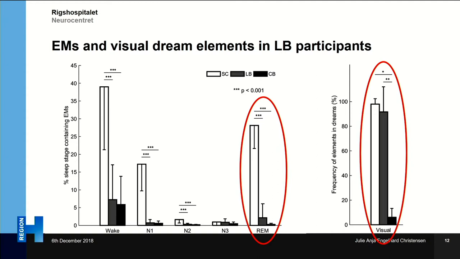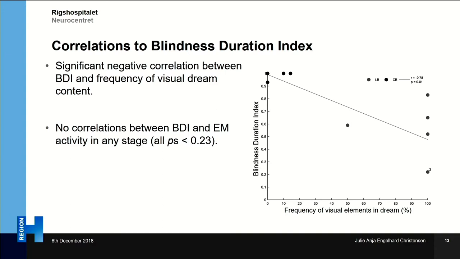We did some correlation measures. Here we did a correlation to the blindness duration index, and we found a significant negative correlation between the blindness duration index and the visual dream content. That means that the longer you have been blind, the less visual content you have in your dreams, which makes sense. It might be very much driven by the two subjects down here. And we found no correlation between the blindness duration index and the actual eye movement activity seen in any of the stages during sleep.